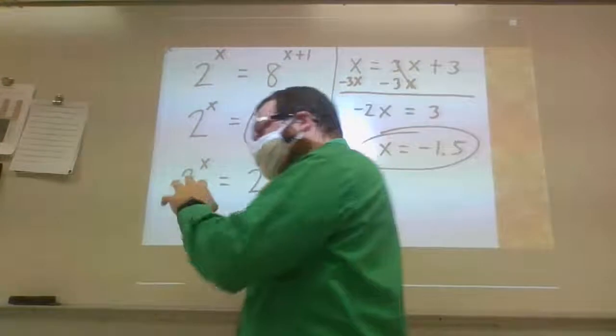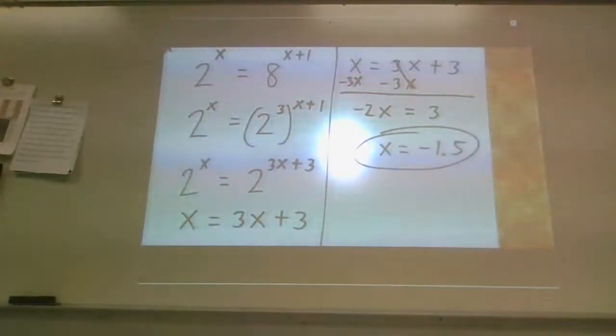This is an unbelievable skill to have. When we were setting up these exponential word problems the other day, I couldn't ask you all the questions that I possibly wanted to ask you because we didn't have this particular skill. We need this skill along with one other.